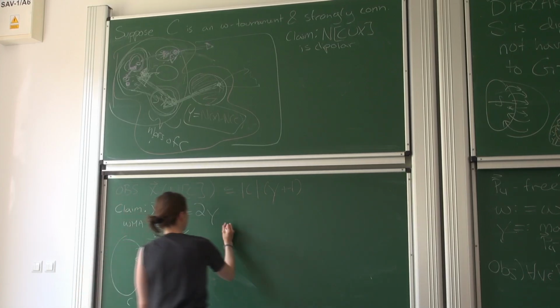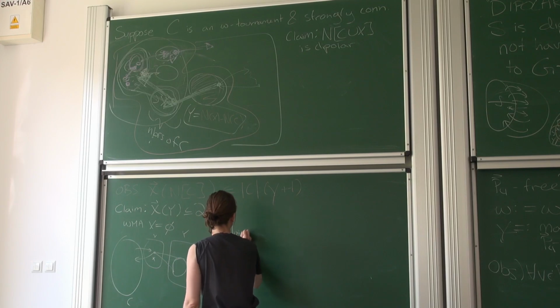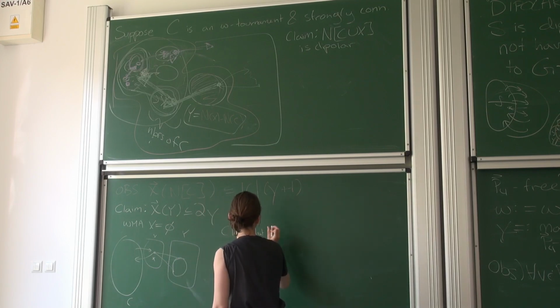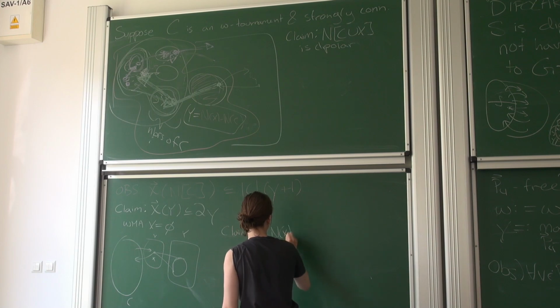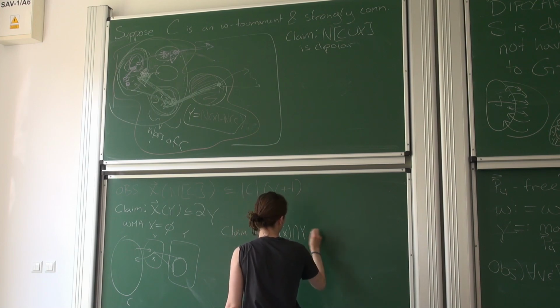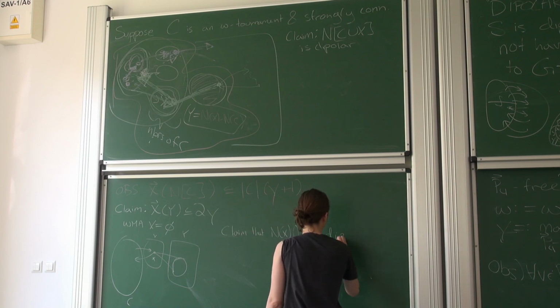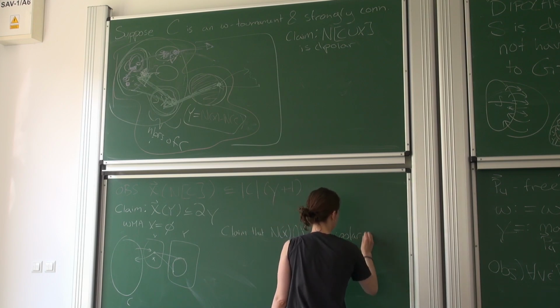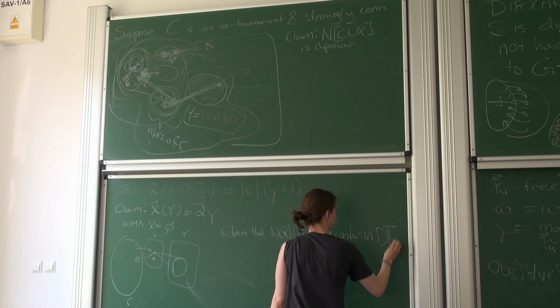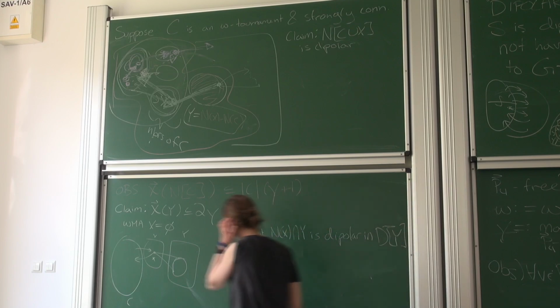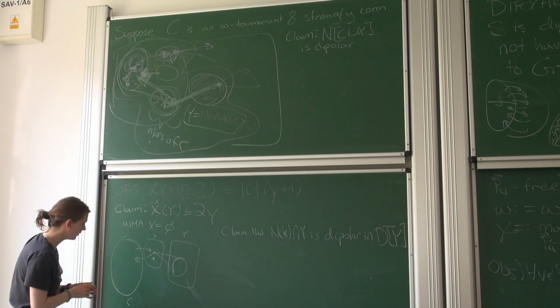And I'm going to claim that N(x) intersection Y is dipolar in P in the graph induced on Y. And so suppose that it isn't.